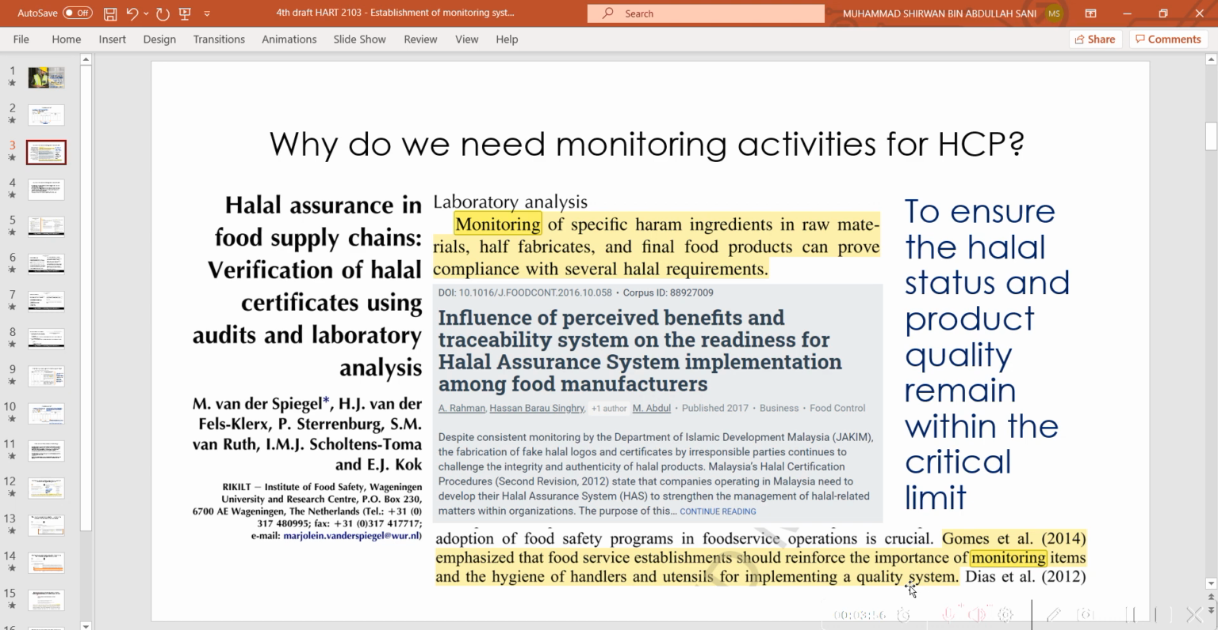Okay, so in a nutshell, monitoring activities are needed to ensure that the halal status of the product and the product quality remain within the critical limit. So this is the reason why we need to carry out the monitoring activity.